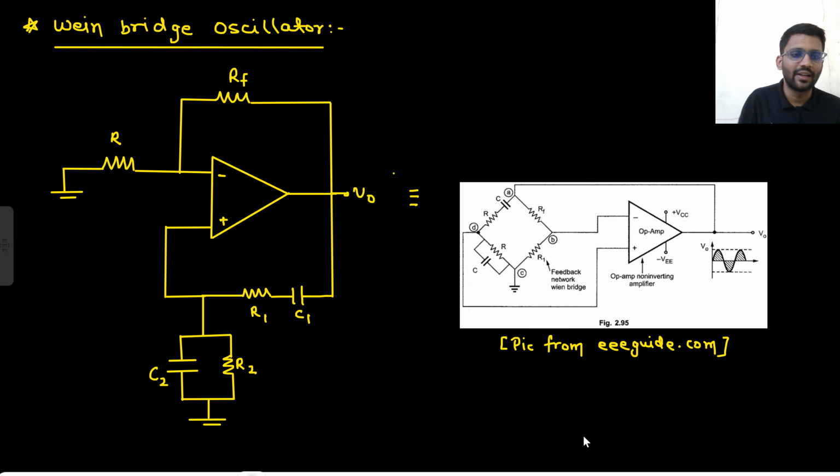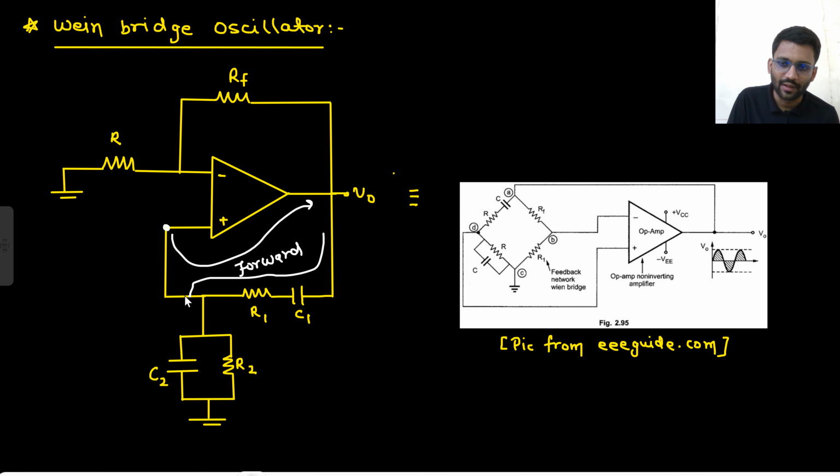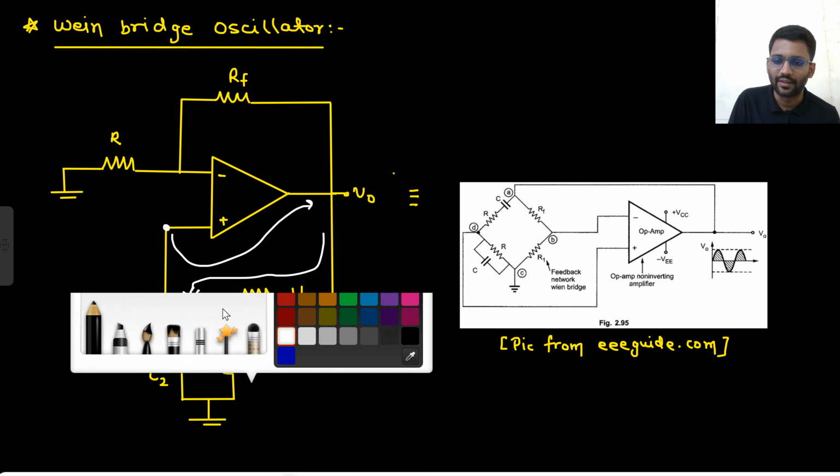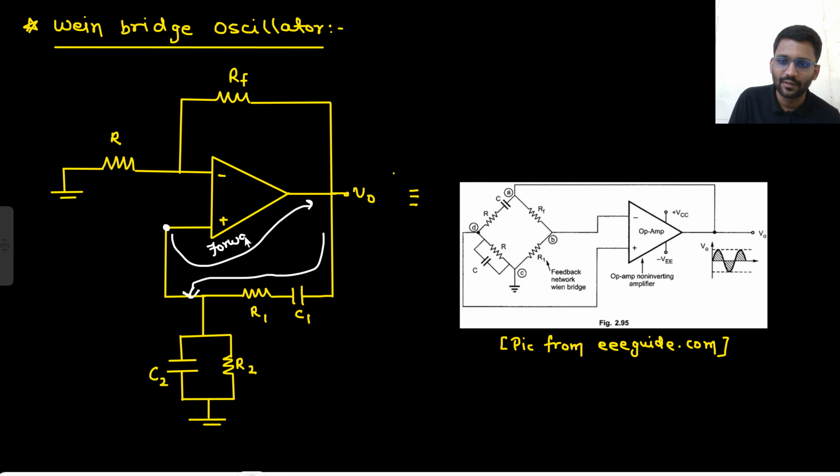What do you think? How will you analyze the circuit? This is the Wein bridge oscillator. What is the forward gain? If I start from here, this is my forward path. And what will be the feedback? Feedback will be coming from here to here. You started from here, you reached here, and then this is the feedback path. So this node will be your VFS.